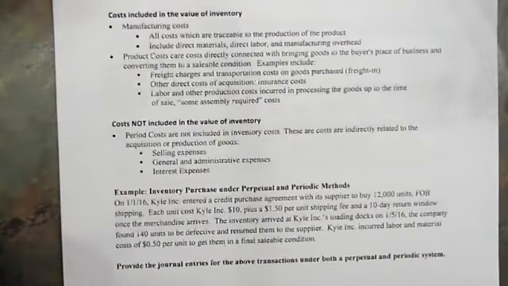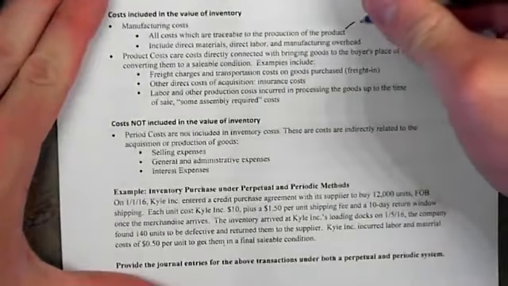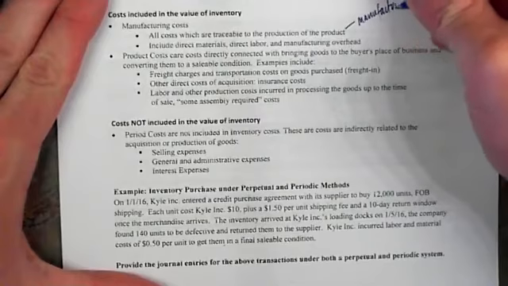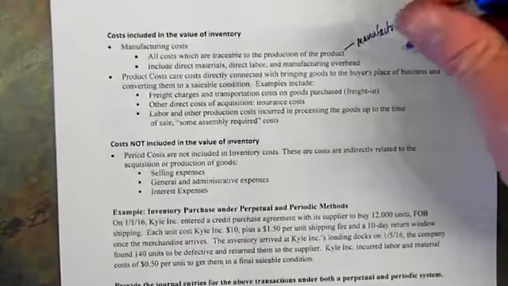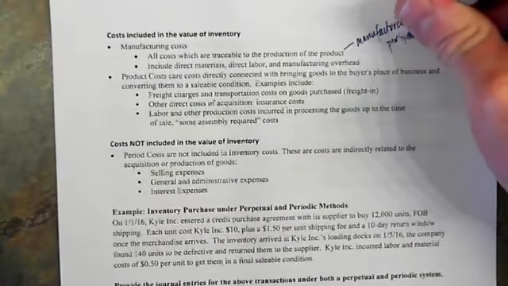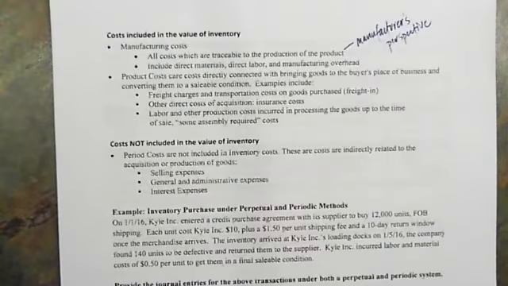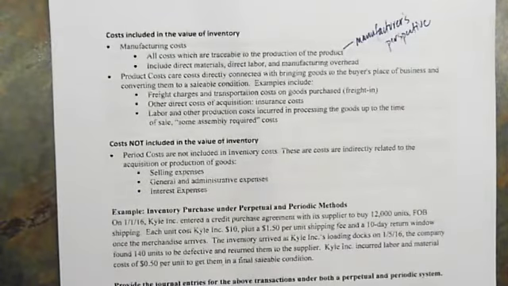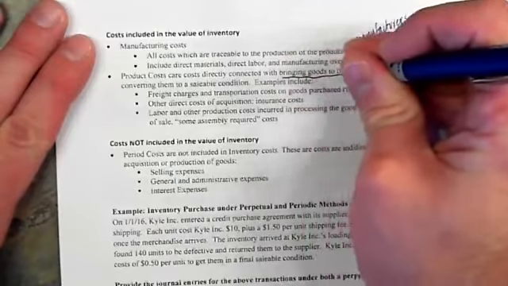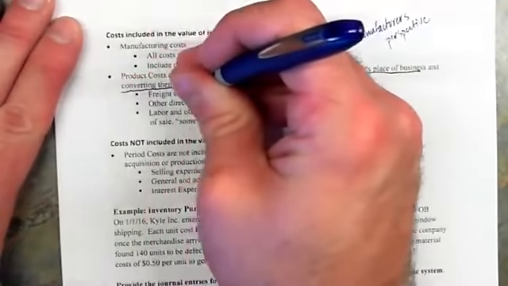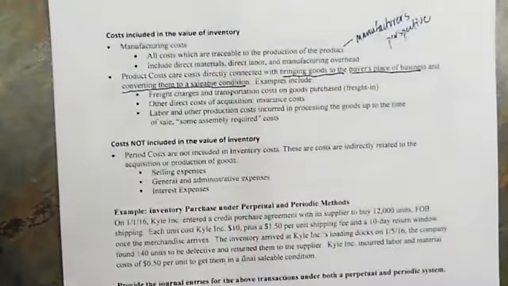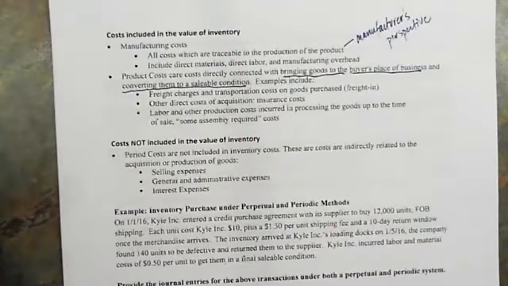What costs do I put in my inventory? All costs that are traceable to the production of the product, from a manufacturer's standpoint: direct materials, direct labor, manufacturing overhead. Product costs are going to be included as well. They are costs that are directly connected to bringing the goods to the buyer's place of business and converting them to a saleable condition. So any costs that meet those two descriptions should be included.